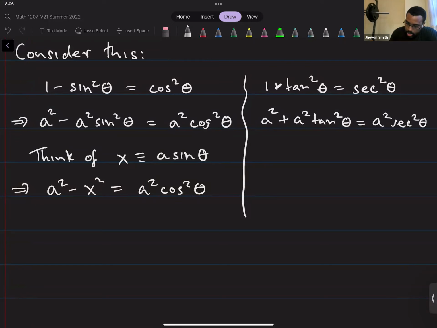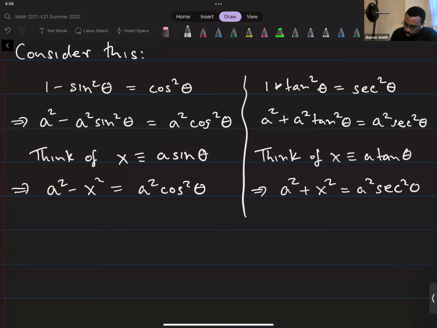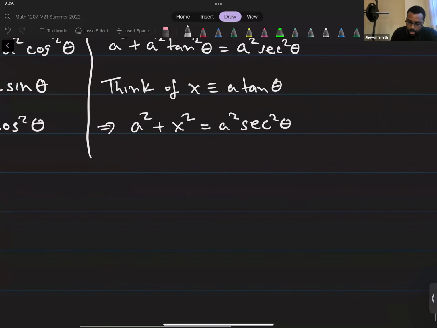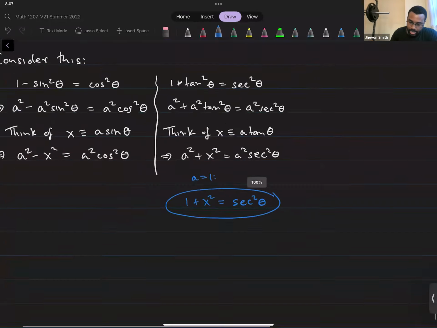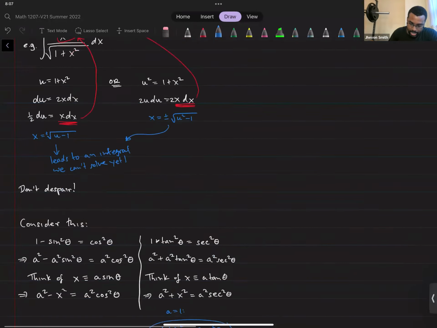So notice that if we think of x as being equivalent to a tangent, then what you end up with is a squared plus x squared gives us a squared secant squared. And if you say, for example, a equals 1, you'll notice that what this is saying is 1 plus x squared can be thought of as a single trig function.